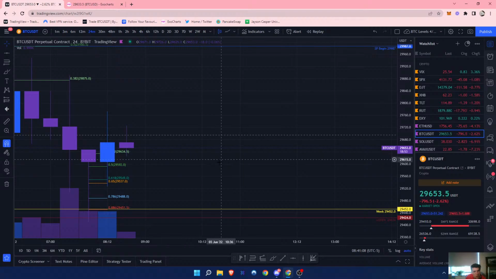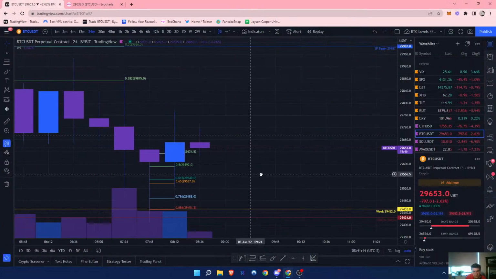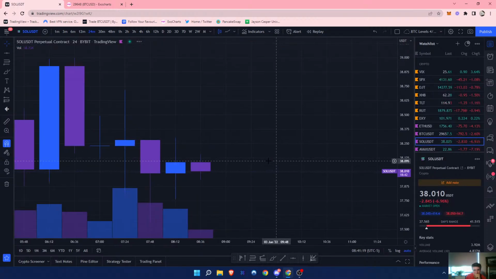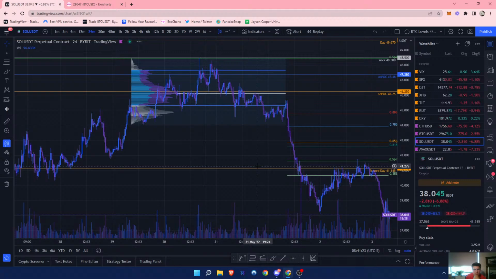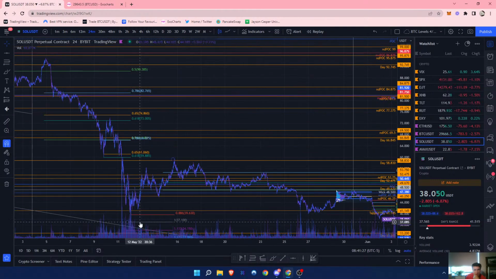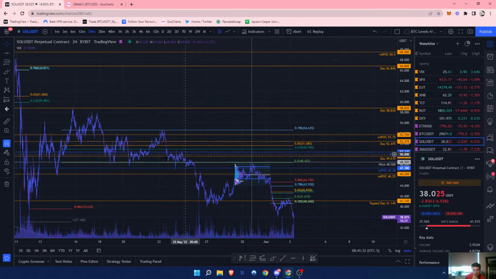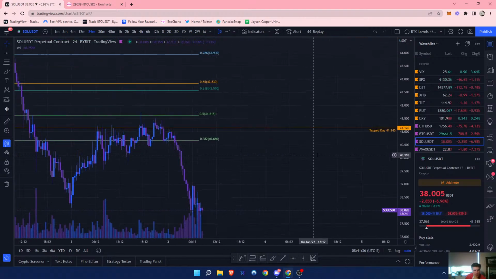But I am interested in taking a long. We'll see if price holds around this level. Solana, ultimately, I'm waiting for $37. So, again, taking out the lows here. This will be a very good swing filler pattern. So I'm being patient on Solana at the moment.